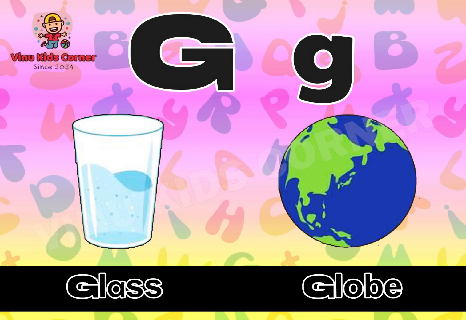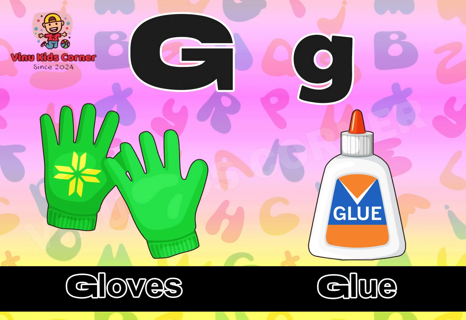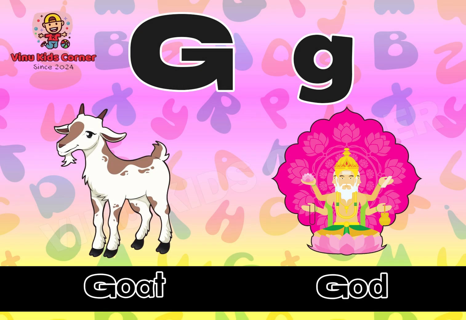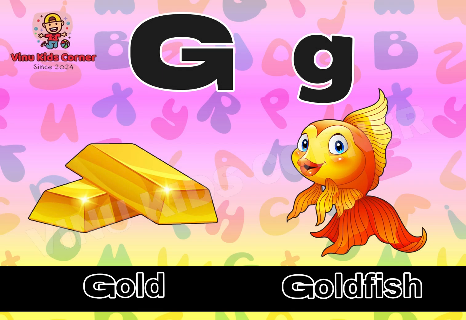G is for glass. G is for globe. G is for gloves. G is for glue. G is for goat. G is for God. G is for gold. G is for goldfish.